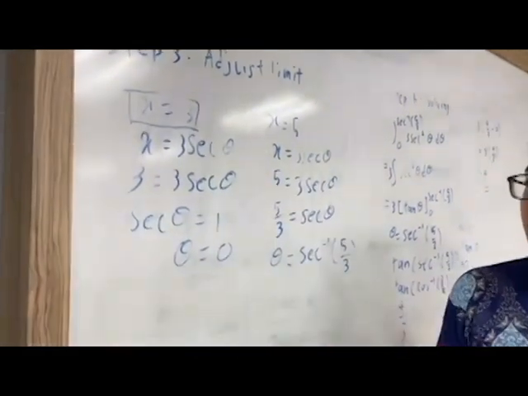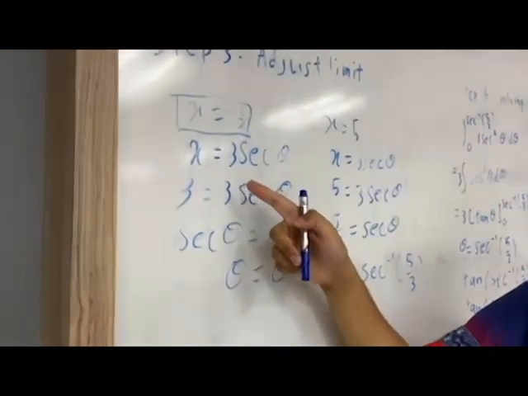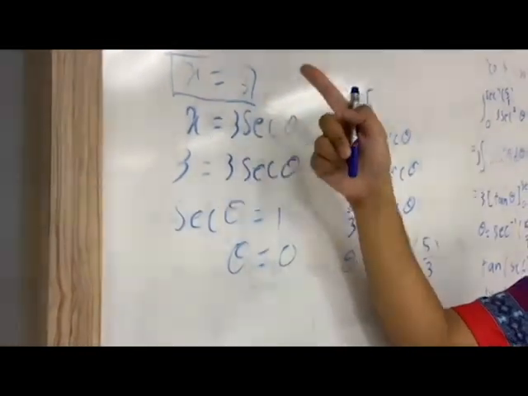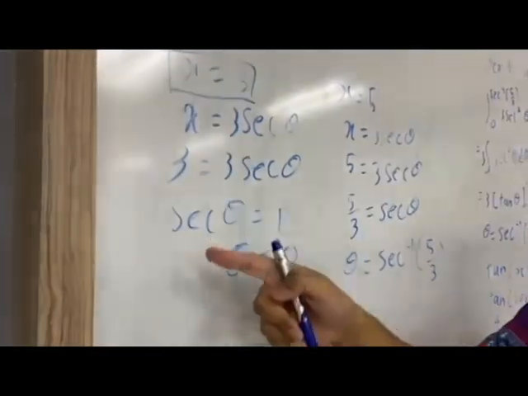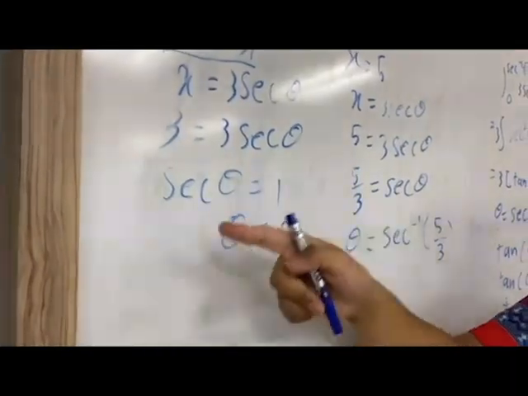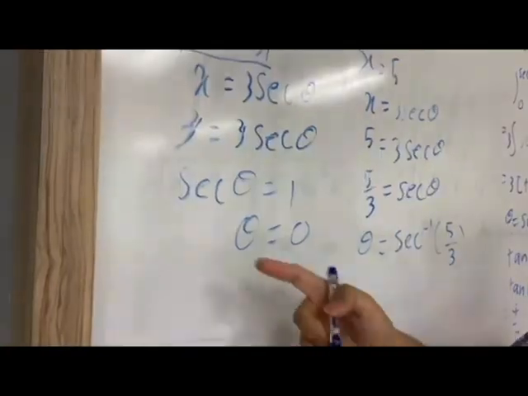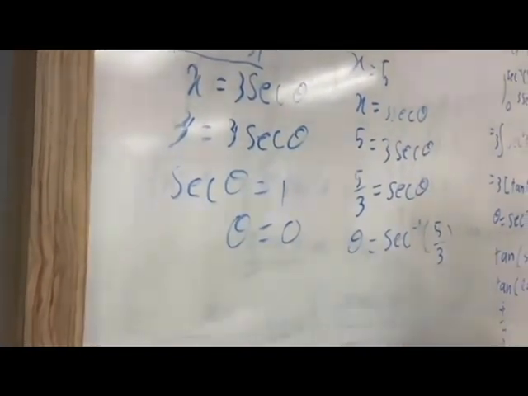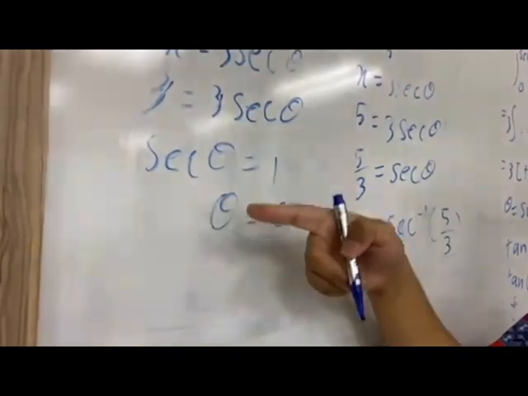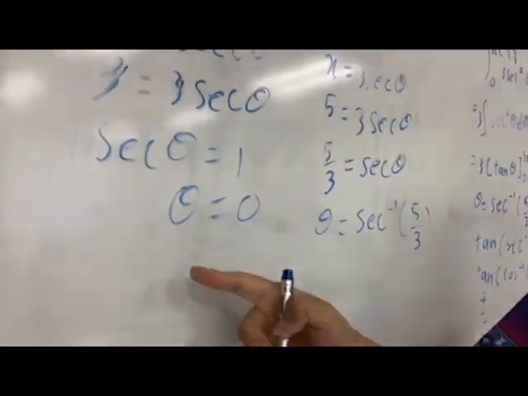Let's first start with the number 3. From here, we have x equals 3 secant theta, and from the information given, we can simply substitute into the equation, and we get 3 equals 3 secant theta. From there, we can simply cancel out the 3, and we get secant theta equals 1. After that, we can find theta by moving the secant to the right hand side, and we get 0. So the first theta would be 0.